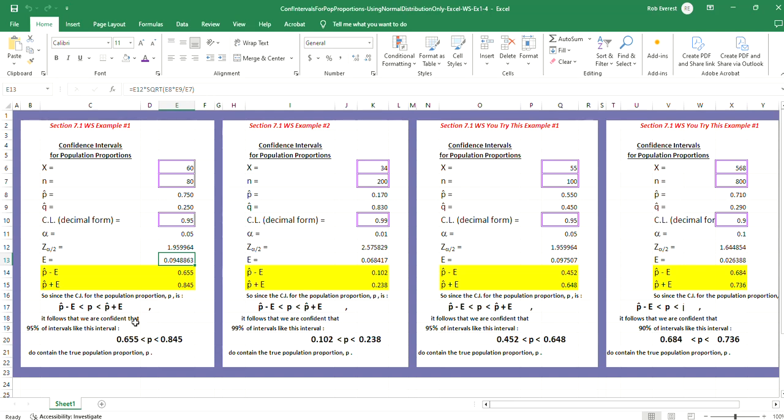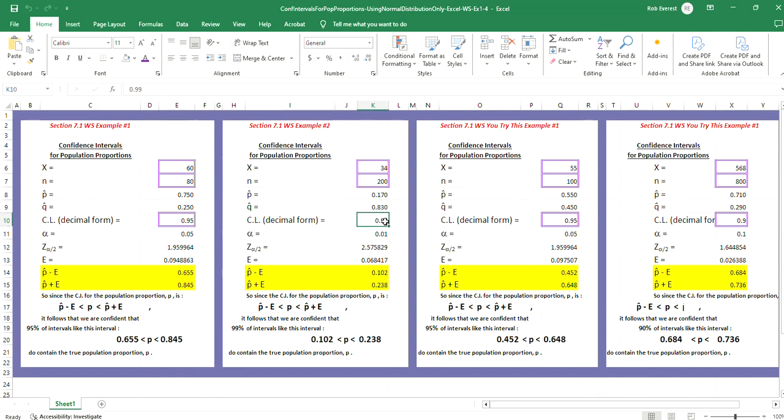The second example had to deal with a person who had a website and wanted to have a banner on their website that was an advertisement, and they were curious what proportion of the people visiting the website clicked on the link on the banner. So 34 out of 200 people clicked on the link. That's 17%, meaning 83% did not click on the link.